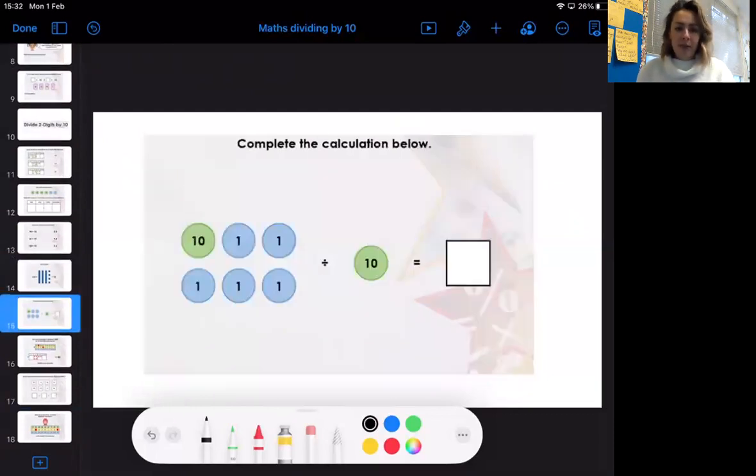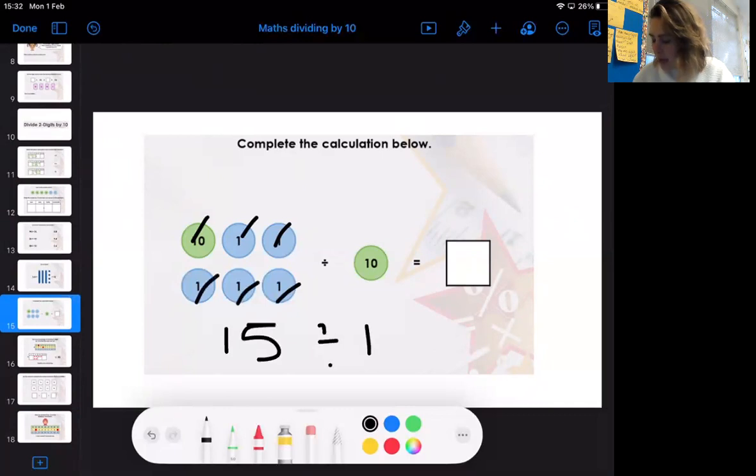I have some counters here, very similar to the Dienes. Pause the video and have a go at working them out. I have 10, 11, 12, 13, 14, 15 divided by 10. I know if I'm dividing by 10, if I was to draw that place value grid, I would move them across one space to the right. So the answer should be 1.5.